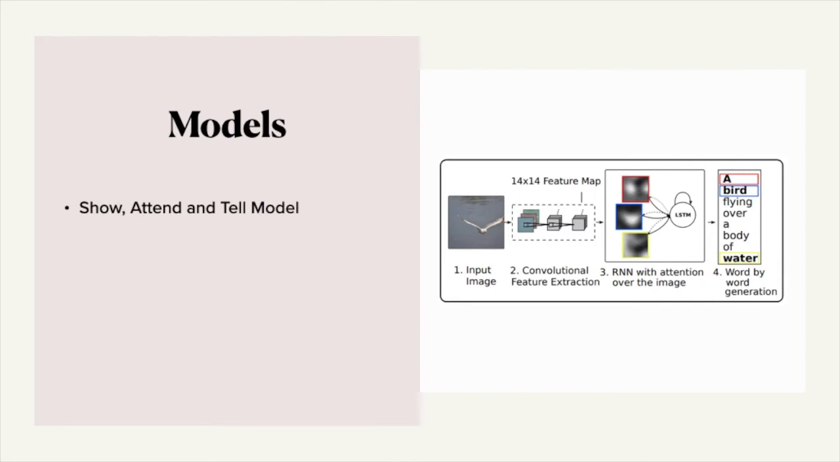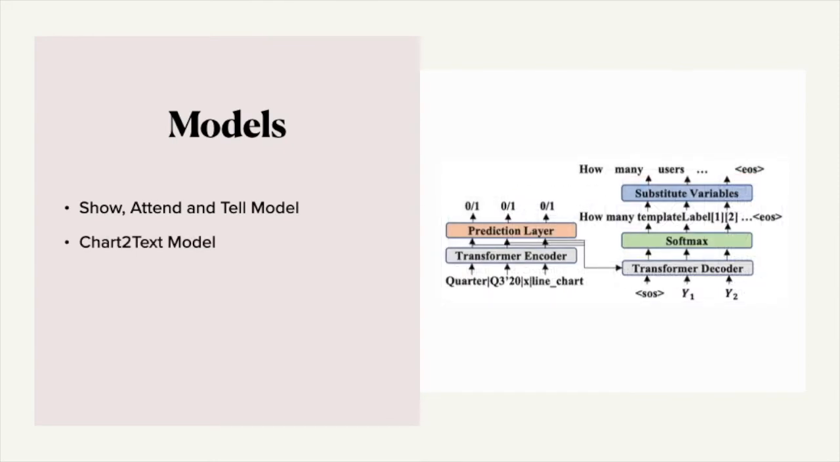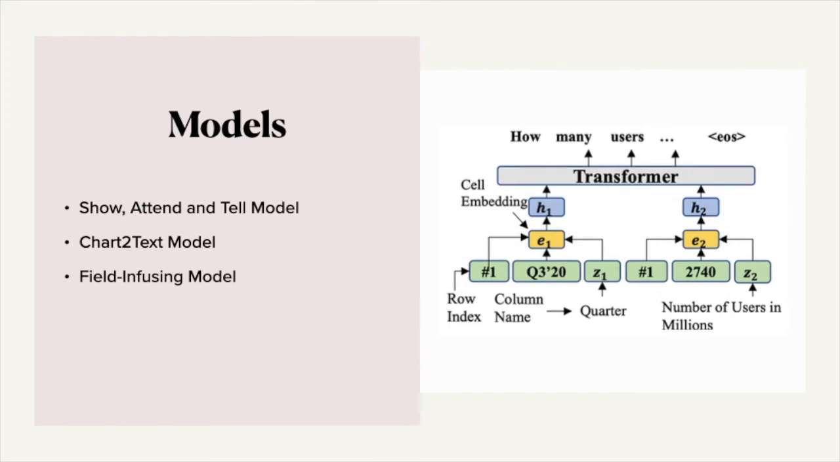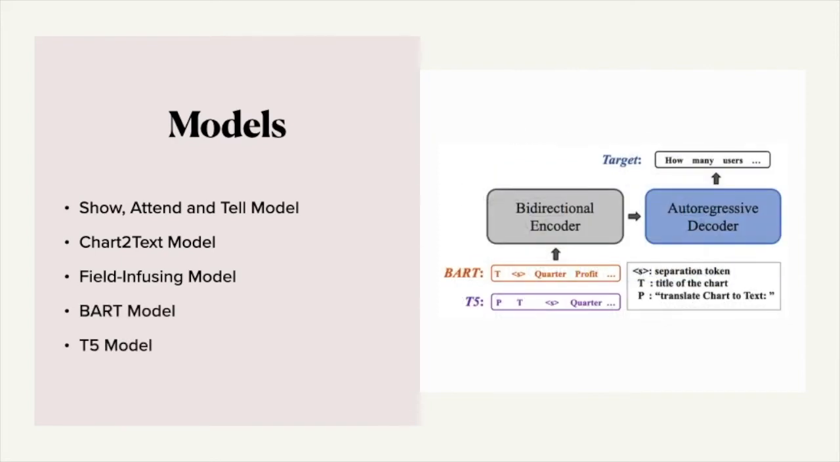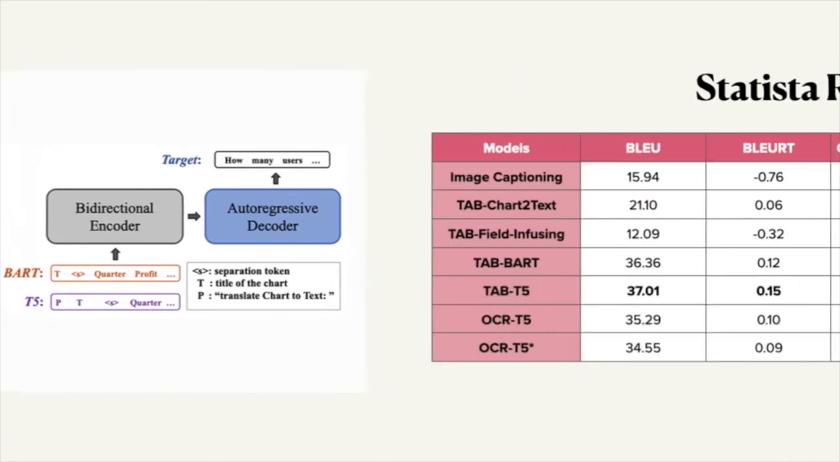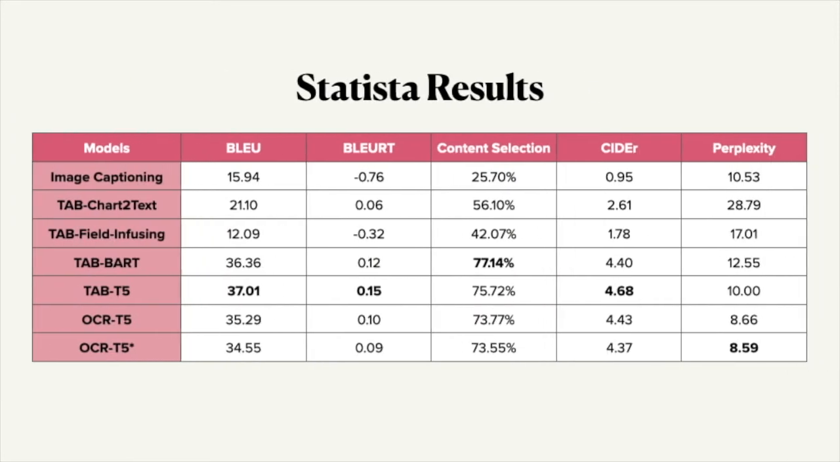The first model is an image captioning model called Show, Attend, and Tell. The next model is the chart-to-text model, which is a transformer model adapted for the chart-to-text task. Then next we have the field infusing model, which is inspired from a concept-to-text work. Then lastly, we have the BART model and the T5 model, which are both sequence-to-sequence transformer models pre-trained on large datasets. Now let's look at the results of the models on the Statista and Pew datasets.